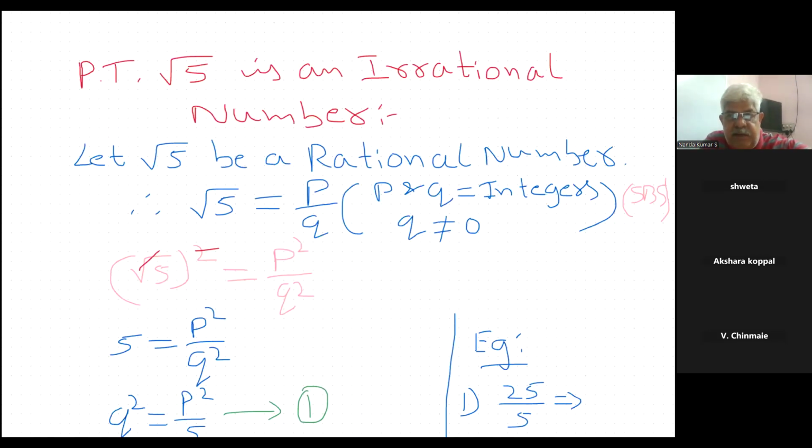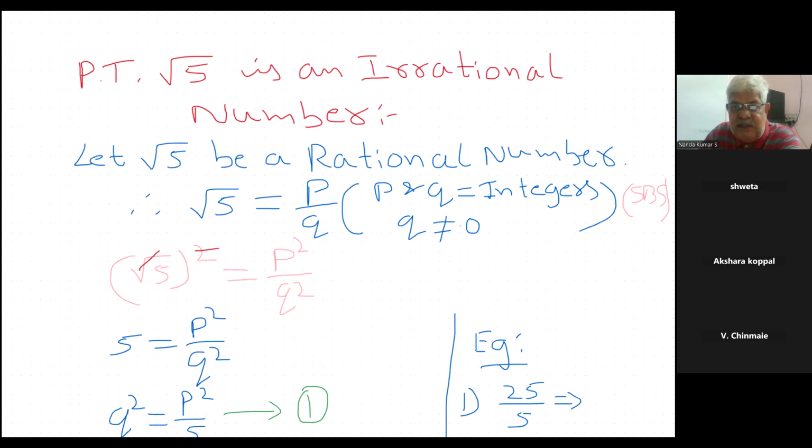Yes, good morning, children. Here, the first numerical we are going to discuss is: prove that root 5 is an irrational number. So, first we consider, let root 5 be a rational number. Therefore, in the rational number standard format, root 5 is considered as p by q, where p and q are integers and q is not equal to 0.